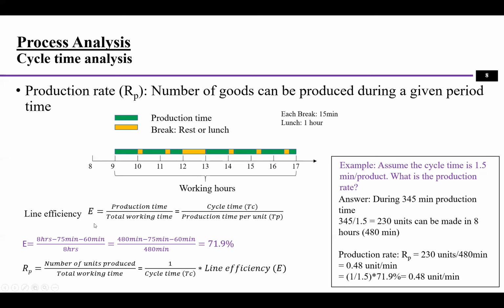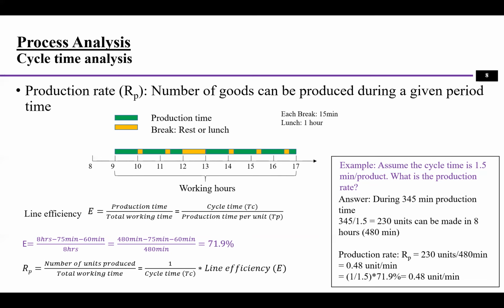And see what value we can get. Total working time will be 8 hours, right? 8 hours minus 75 minutes. 75 minutes means 15 times 5, because there are 5 rests, right? 15 times 5, minus 60 minutes, that is a lunch break, right? So this is how we get the actual production time. We calculate this number divided by the total working hours of 8 hours. Then we get 71.9%. So this is the line efficiency.